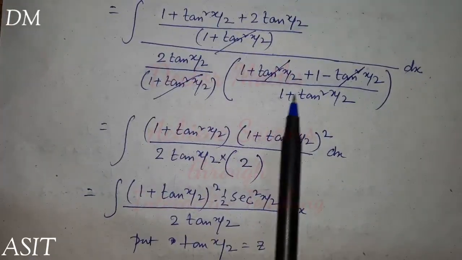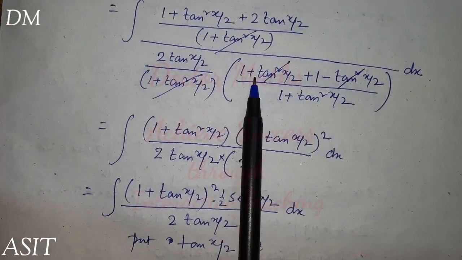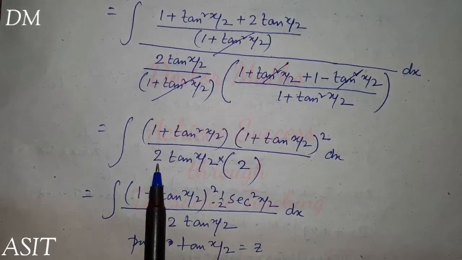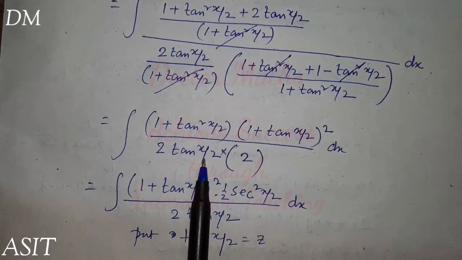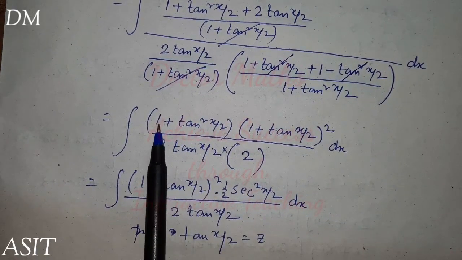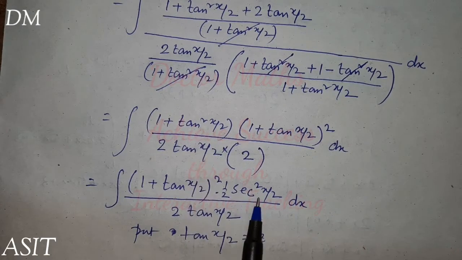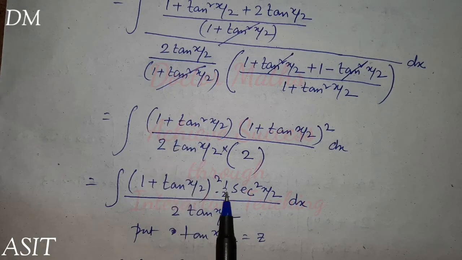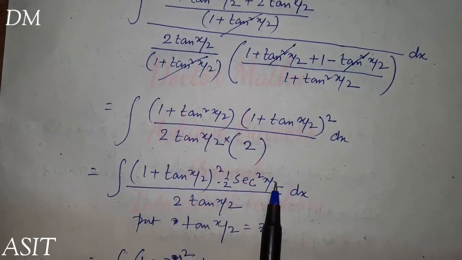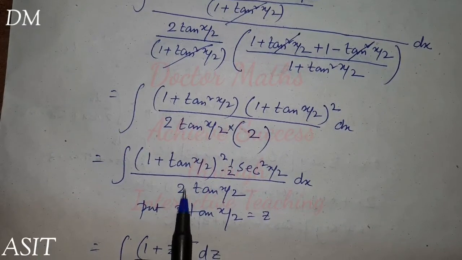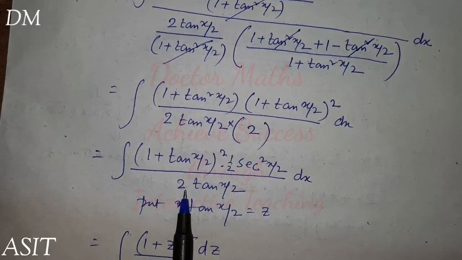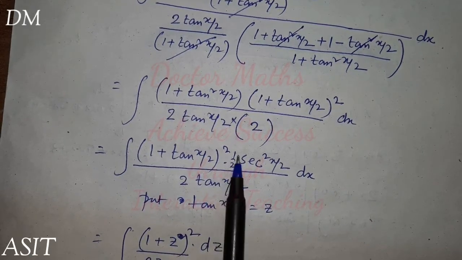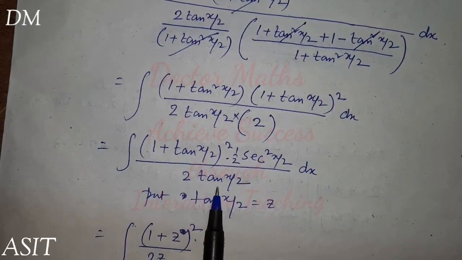Now here it will be only 2 left, and there is also 2 tan x by 2. So therefore we can write 2 into 2 tan x by 2. Now we can make this 1 plus tan square x by 2 as secant square x by 2, and we are bringing 1 by 2 in the numerator, so it will be half secant square x by 2. So therefore in the denominator there will be only 1 2. So therefore it will be 1 plus tan x by 2 whole square into half secant square x by 2 by 2 tan x by 2.